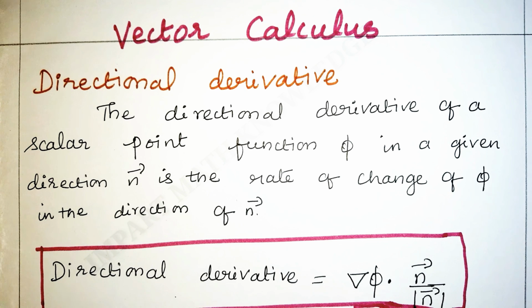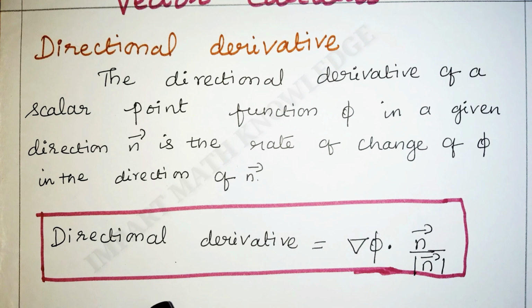This video is about directional derivative from vector calculus. Here phi is a scalar point function, n vector is the direction. The directional derivative is rate of change of phi in the direction of n vector. The formula for directional derivative is del phi dot n vector divided by modulus of n vector.